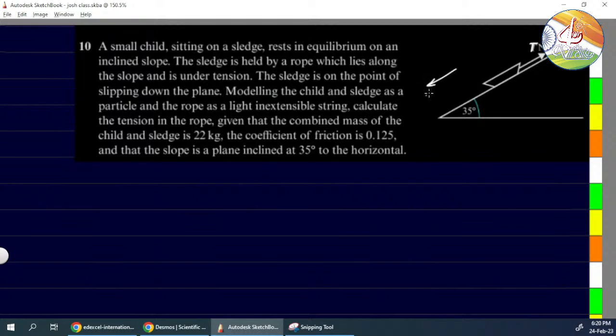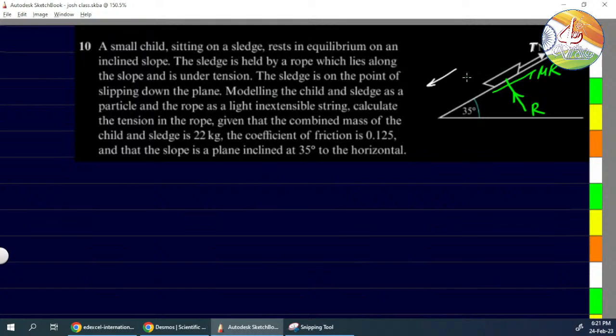So where will the friction act? Friction will act on the back side, right? This will be the normal reaction. Friction will act backside, and it is on the point of slipping. That means this friction force will be mu times R. Modeling the child and sledge as a particle and the rope as a light inextensible string, calculate the tension in the rope. So we are supposed to find the tension of the string.